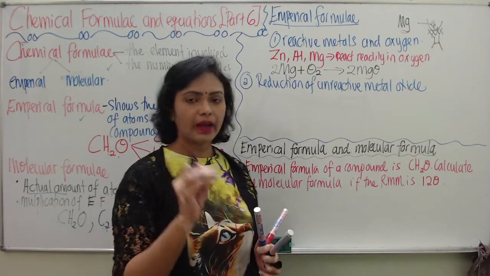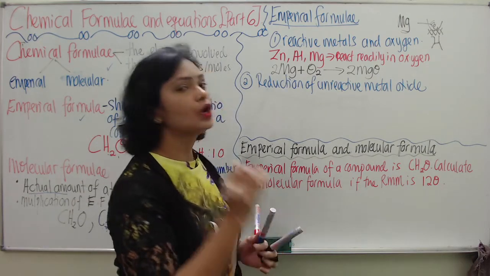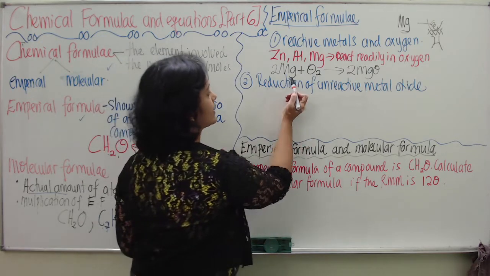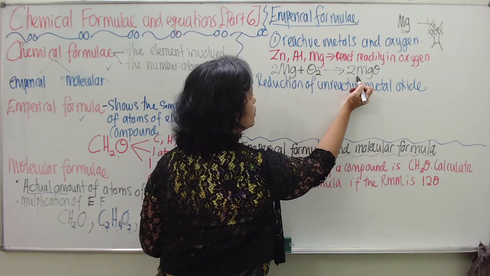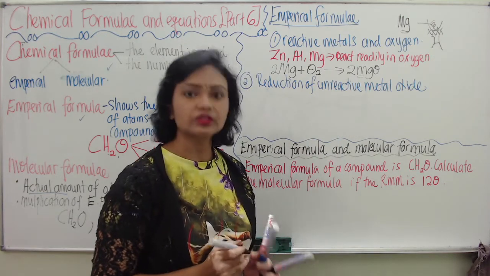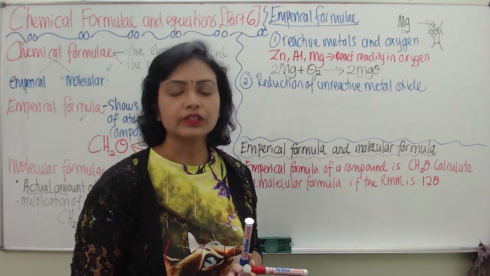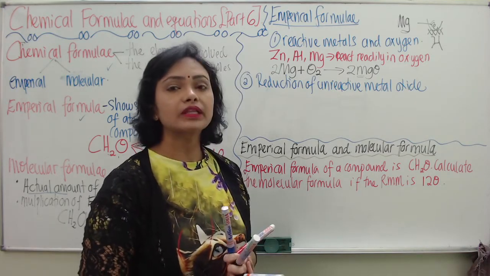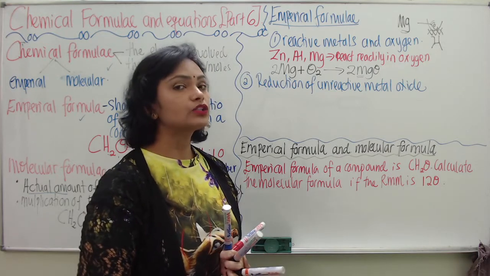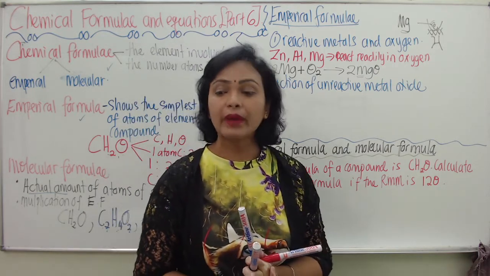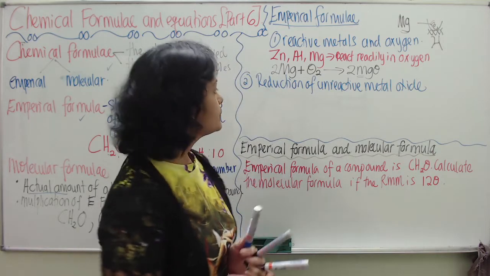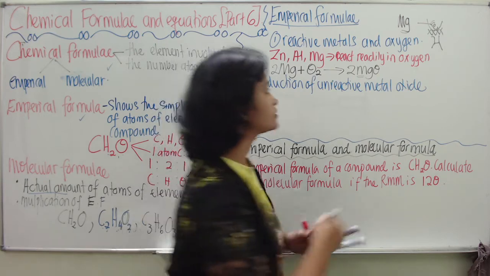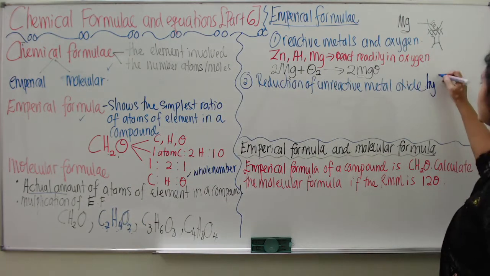We are not here to balance the equation. I'm here to show you what the reactant and the product are. When you burn magnesium in oxygen, we get a white substance called magnesium oxide, a very popular method to determine the empirical formula. There is another method to determine empirical formula, but students will find the difference in the method mentioned. Why? Because it is actually a reduction of unreactive metal oxide by hydrogen.